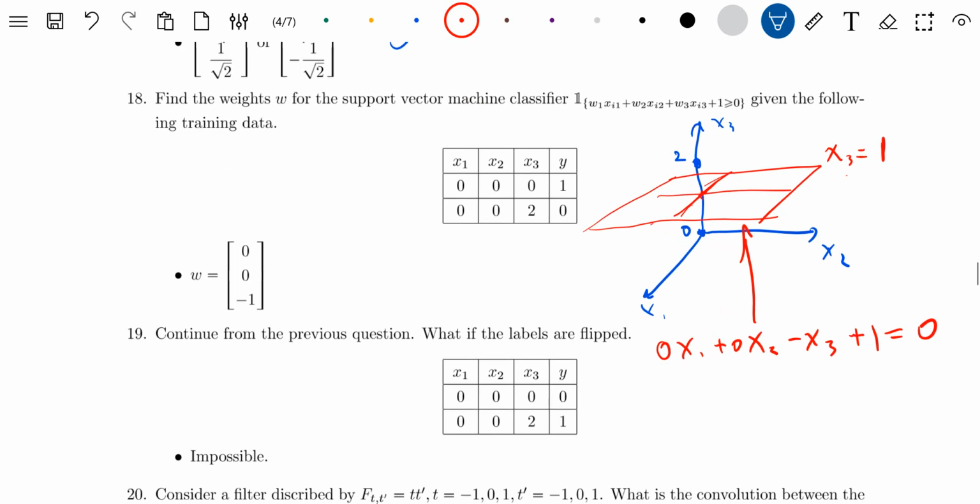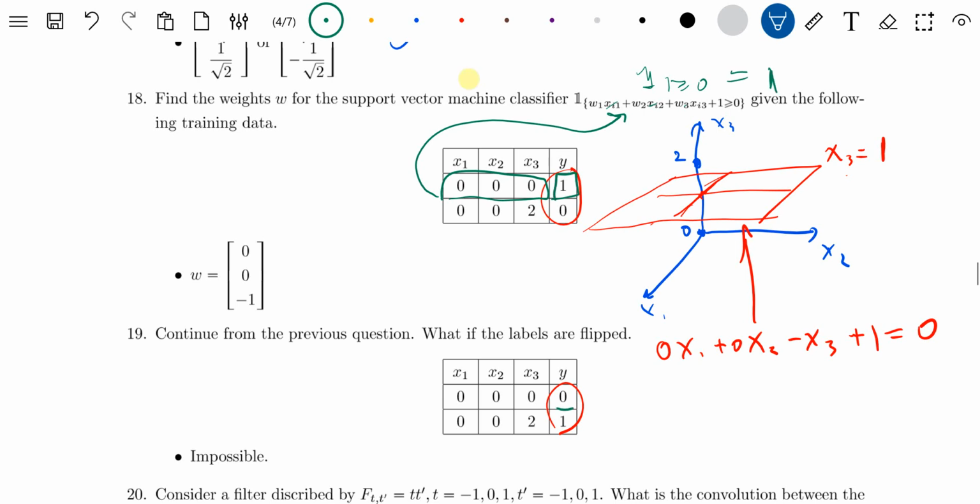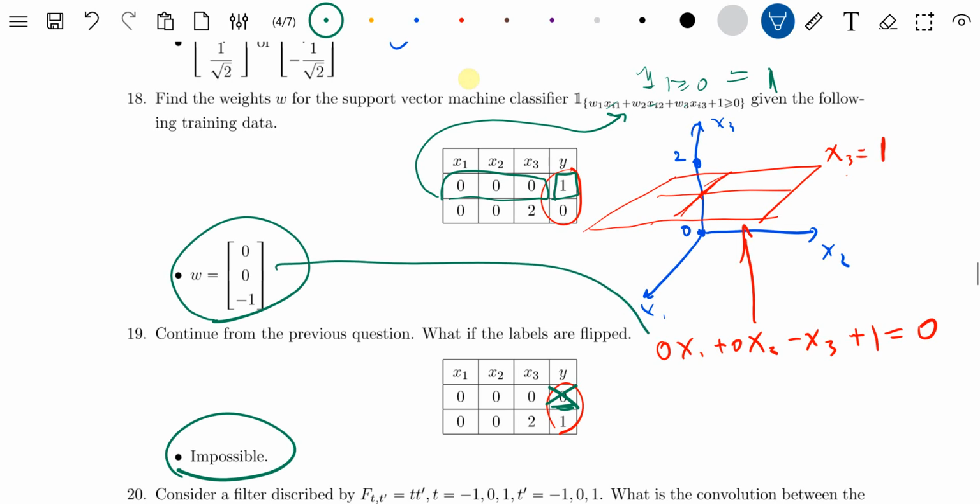And then the last thing is to decide whether above the plane is 1 or below the plane is 1. The trick is you can just substitute this 0 into that expression to see what it gives you. So this is 0, 0, 0 plus 1, so it's an indicator whether 1 is larger than 0, and this is always true, so it's always 1. So the label must be 1. If it's 0, this cannot be classified as 0. So this is impossible, and in this case, you just use the coefficients 0, 0, minus 1 here.